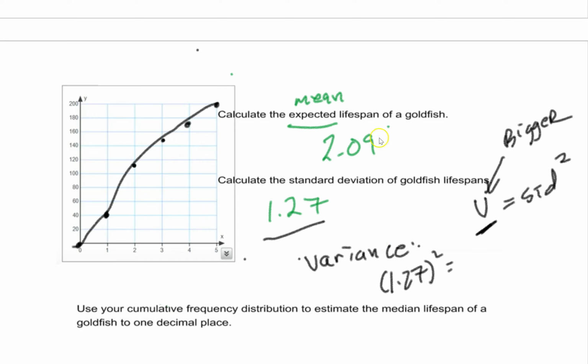Actually, let me clean some stuff up first. This should be years. I should label my axes. This was years, and this was cumulative frequency. Right, so this is how that all shows. So it's years, and cumulative frequency.